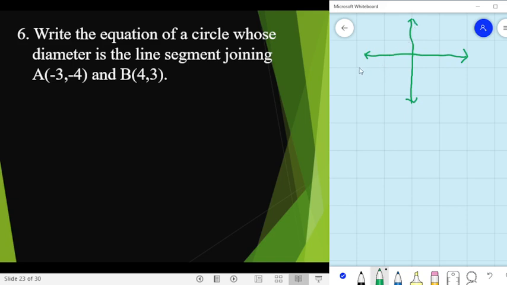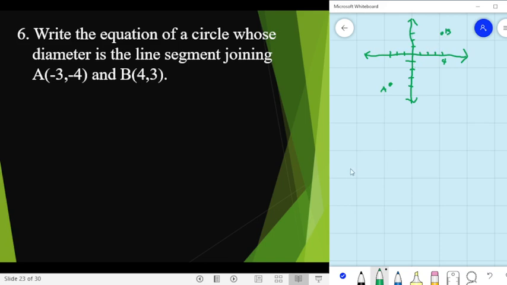We have -3, -4, 1, 2, 3, 1, 2, 3, 4. So here is your point A. Then your point B is in quadrant 1: 1, 2, 3, 4, 1, 2, 3. Here is your point B.